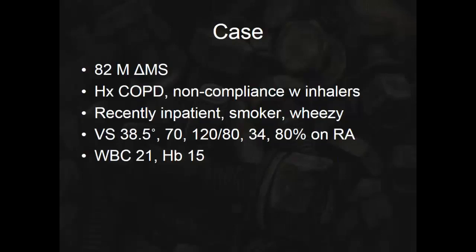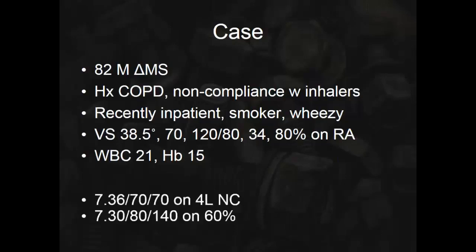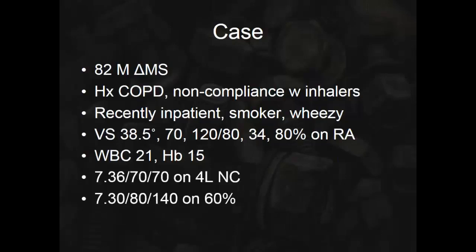An 82-year-old person with COPD, presents with altered mental status, non-compliant, wheezy, smoker, recently hospitalized, fever, tachypnea, hypoxia. White count is high, hemoglobin is normal, and you get 2 blood gases because you're not going to waste time. You're just going to get 2 blood gases on 2 different levels of oxygen because you have the algorithm imprinted in your mind. I'm going to look at the CO2, and I'm going to say, oh, this person is hypoventilating. But is hypoventilation the only problem, or is there something else?